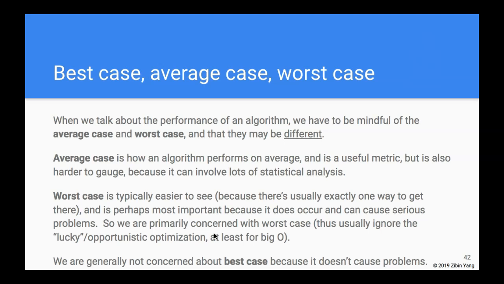And what about the best case? Well, the best case usually doesn't happen, and even if it does, it doesn't cause any problems. So we're not concerned about best cases. Again, when talking about algorithm performance, we generally are concerned with the average case, but more importantly, the worst case.